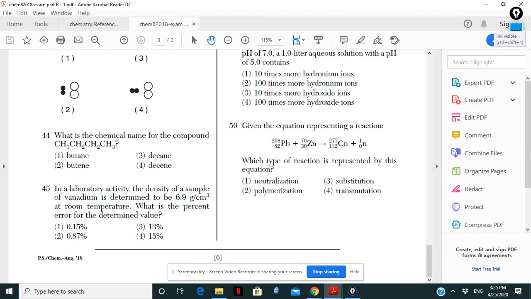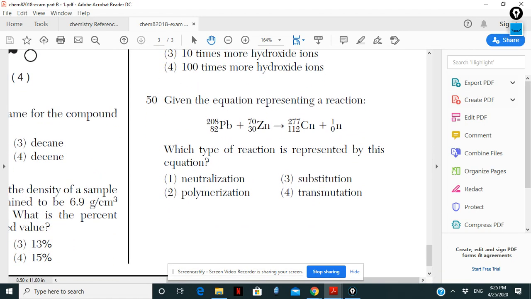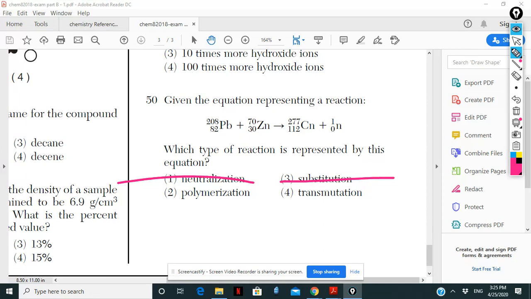Now, given this reaction, I started here with lead plus zinc giving me a single product. Which type of reaction does this represent? First, I started with 2, I ended with 1. That's a synthesis reaction. But since I don't have synthesis among the choices, neutralization is for acid-base, and I don't have substitution because I start with 2 and end with 1. Polymerization doesn't fit because I don't have the same repeating unit for a compound. It's 2 different elements, so it's transmutation. Transmutation, because I started with 2 elements and ended with a new element.